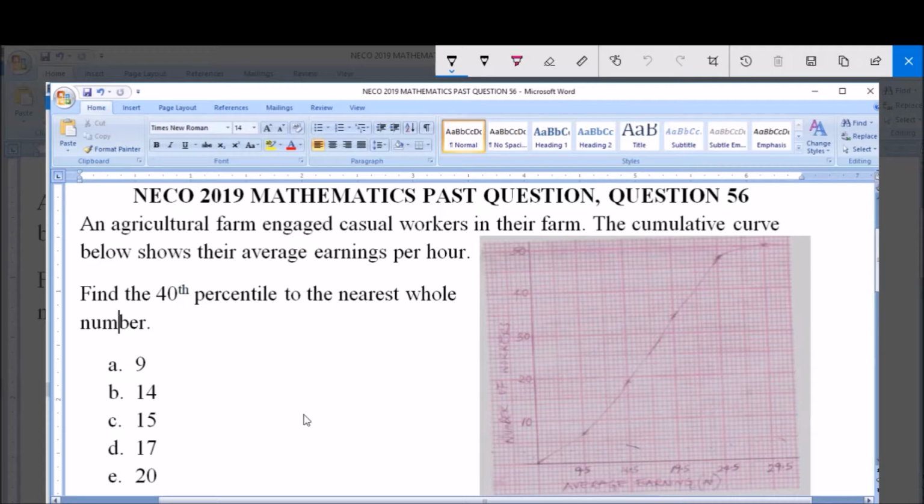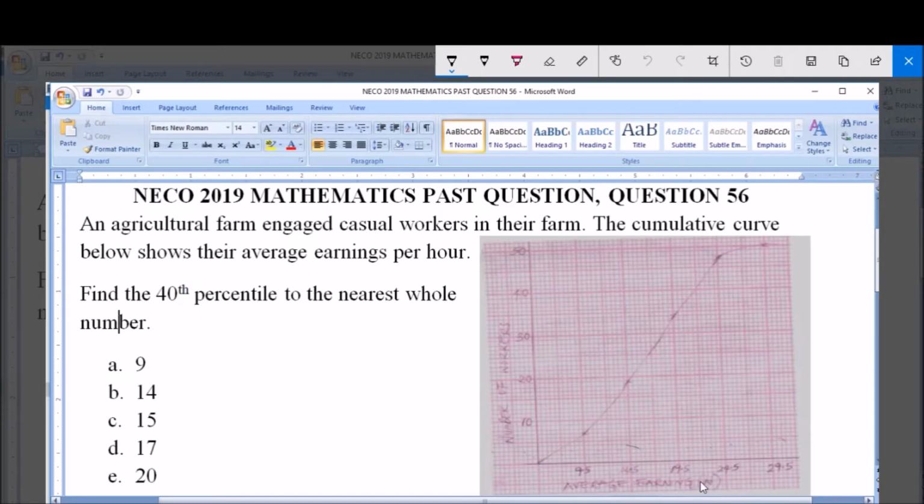Now we're given the cumulative distribution of casual workers working in a farm. This is the Ogive curve. This is the cumulative curve. Here on the y-axis is the cumulative frequency, and since we have 50 as the highest, it simply means that the total number of workers is 50. On the x-axis here is the average earning per hour.